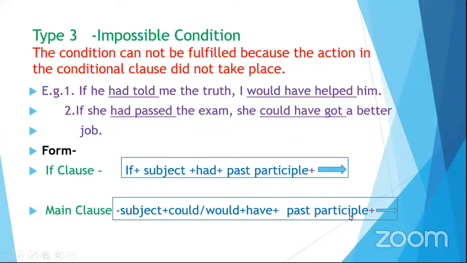So I believe you have to write it down: the structure and two examples. You need not write the notes on this. Basically write type 3, then impossible condition. Then you will have to write the examples and the structure of the conditional clause.